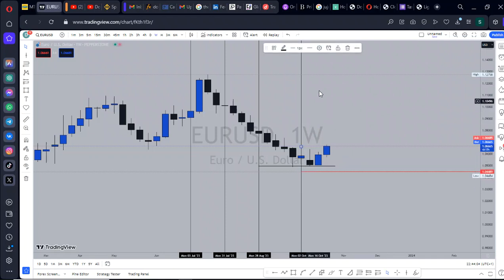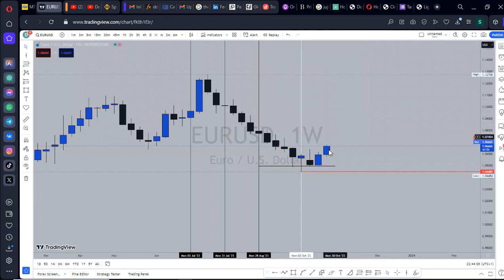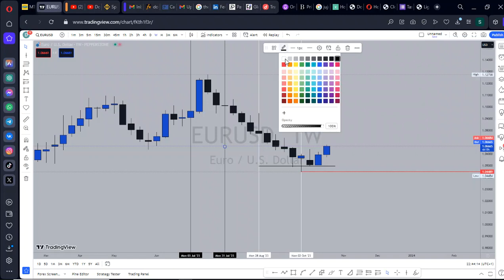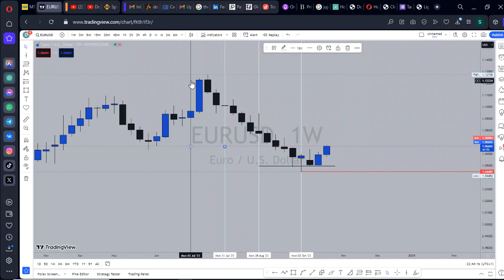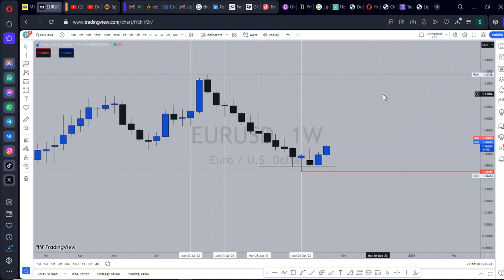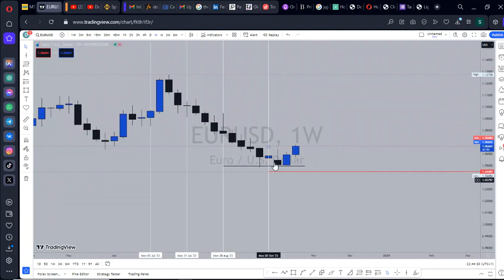Let me change this color to white. Sorry, let me change all of them to white so that we can see the weeks. Now we see October opened, right? And these are the previous quarterly shift. So October opened, and we noticed that what it did was it grabbed liquidity.